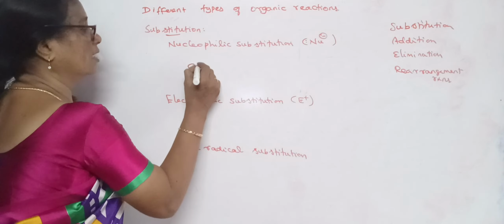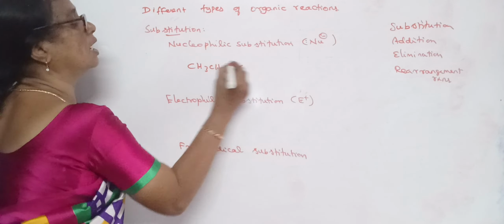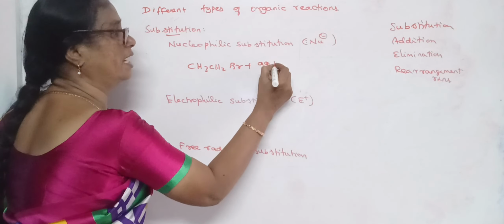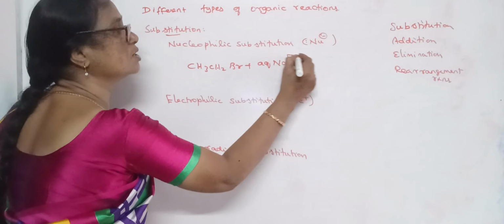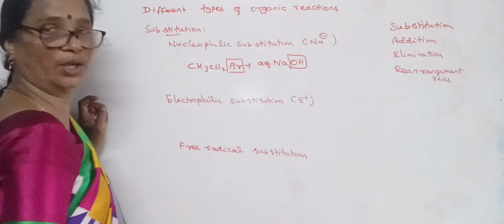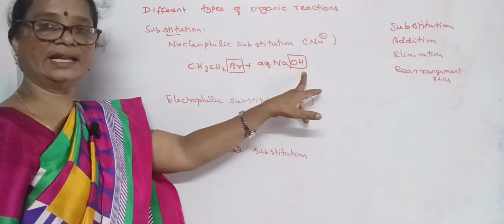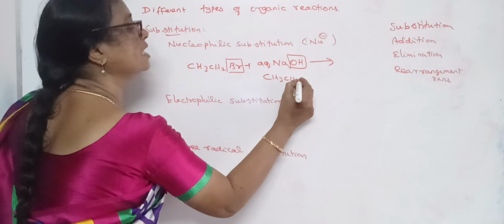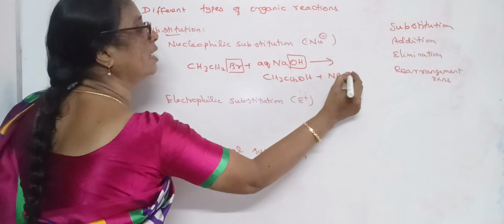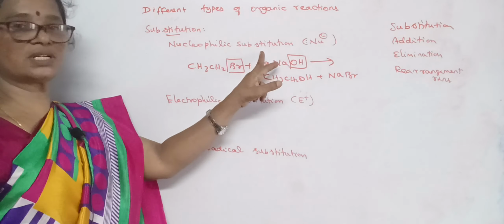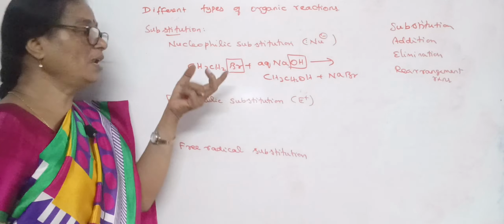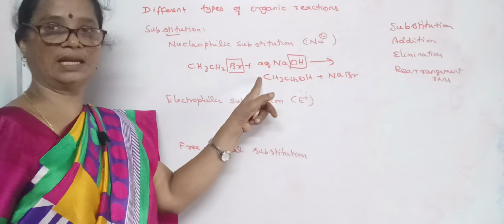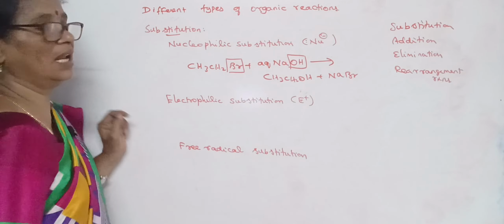If I take CH3CH2Br, this is bromoethane, which when hydrolyzed by aqueous NaOH, and this is also a nucleophile, the bromine gets replaced by the OH group, where we find CH3CH2OH plus NaBr. So in nucleophilic substitution, one nucleophile from the substrate is replaced by the other nucleophile from the reagent. The next one is electrophilic substitution.